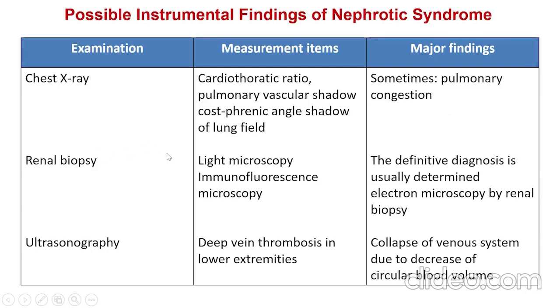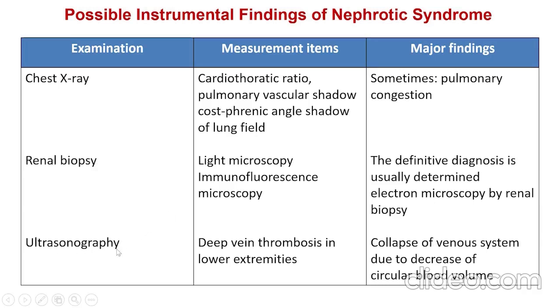If we do renal biopsy, we may use methods of light microscopy and immunofluorescence microscopy, and definitive diagnosis is usually determined with these methods, but sometimes we additionally need electron microscopy of the renal biopsy. This method is the most important for confirmation of the primary cause of nephrotic syndrome, for confirmation of the type of glomerulonephritis.